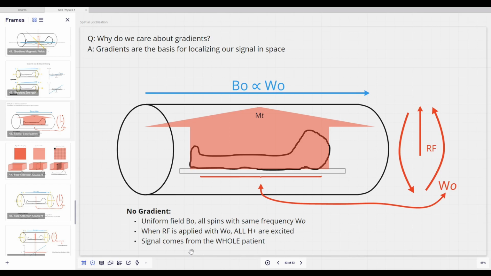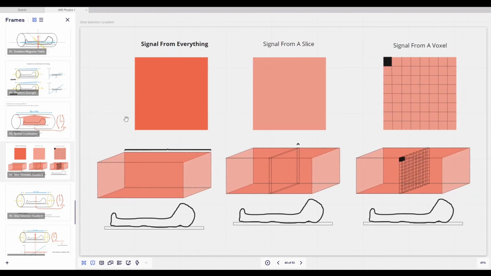So with this system that we've set up right now, without any gradient, when we turn on our RF pulse, we're exciting all the protons in the patient. We're generating our transverse magnetization, but what we get is going to be something like this. This is where we're at right now. Basically our image is a single voxel. We have generated signal from the whole patient, and our image is going to look like this, which is not super useful.